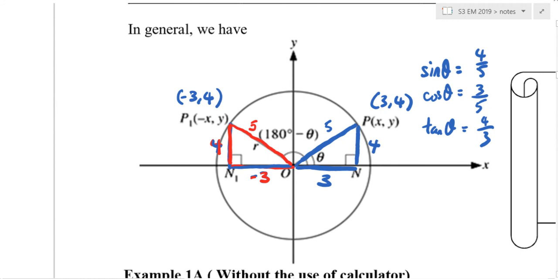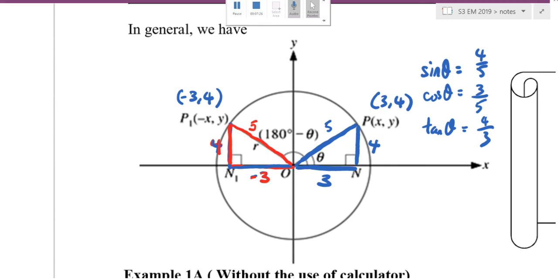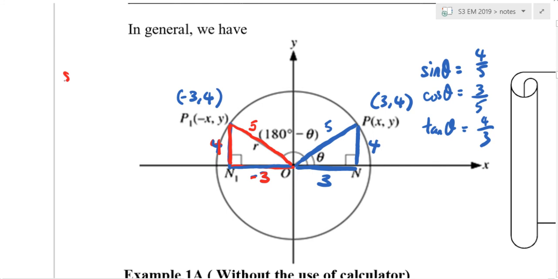Okay? Now, if I change my color now in red, what about sine? Okay, this part here, I will like to introduce you something weird. Now, this angle in the blue triangle is theta. This angle in the red triangle is theta. Okay, but this angle here is 180 minus theta. Can see? So we say that sine 180 minus theta.